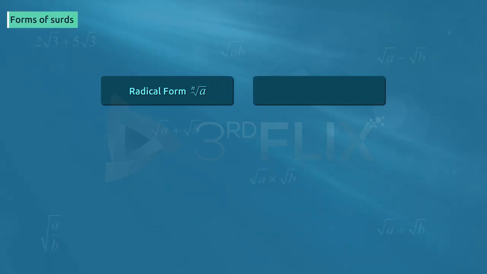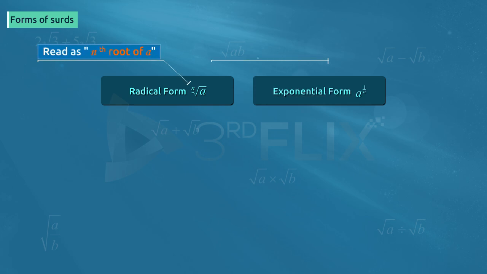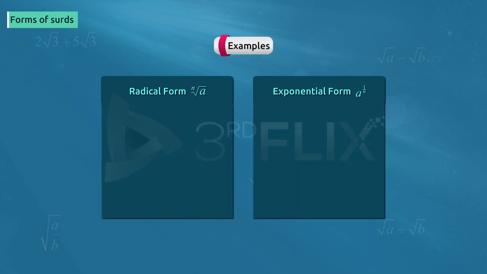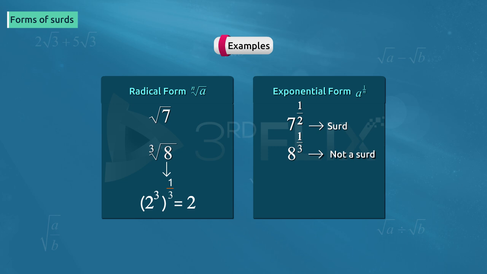Forms of surds. Radical form: nth root of a. Exponential form: a power 1 by n. Consider the real number root 7. It may also be written as 7 power 1 by 2. Since 7 is not a square of any rational number, root 7 is a surd. Consider the real number cube root of 8. Since 8 is a cube of a rational number 2, cube root of 8 is not a surd.